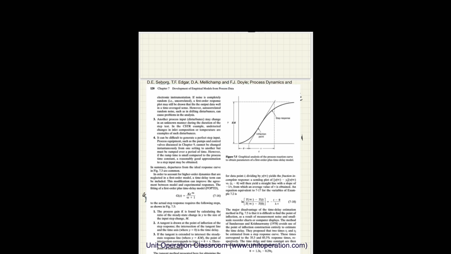Now what we have to do? Now if the tangent is extended to intersect the steady state response, so this would be my steady state response. This value would be equal to K equal to 2 in our case. So we have to extend this tangent line here and see where it intersects at this particular point.